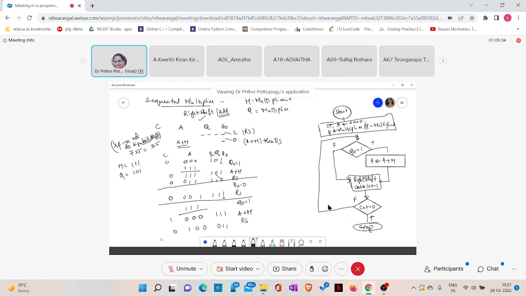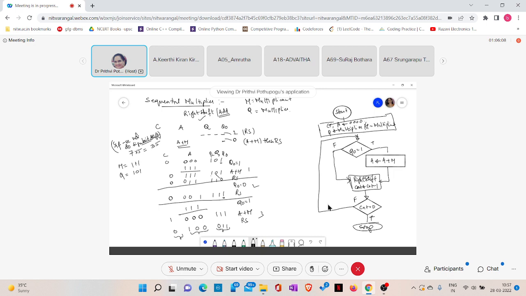Now that completes 3 iterations. 3 bits were there, 3 iterations over. 1, 2, 3 iterations are over. Now here, this is the value of the result that you have to consider, all the bits together. It's not like a division of CAQ sort of thing. CAQ all put together will be the result.